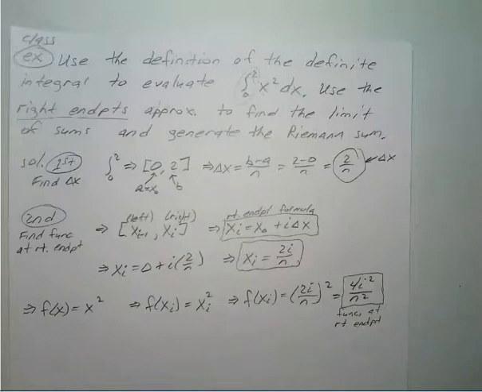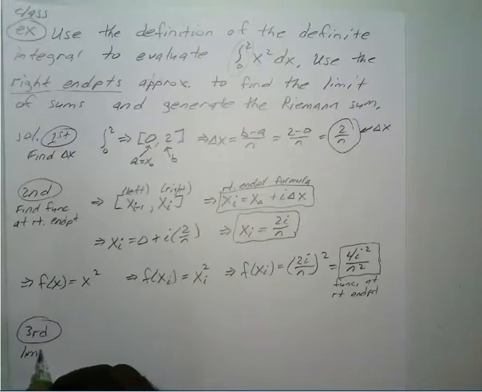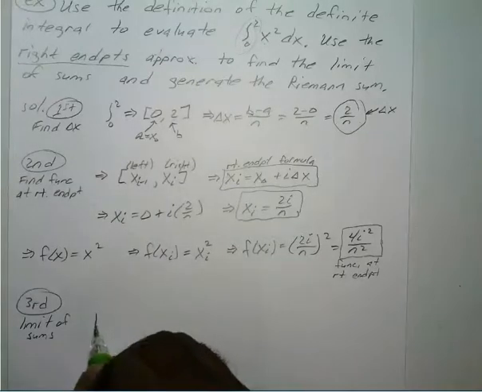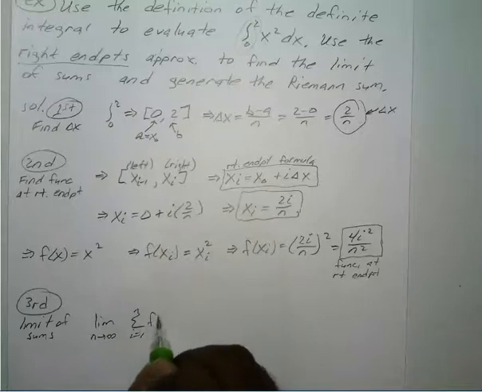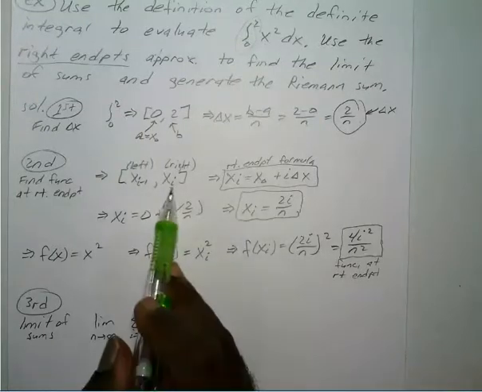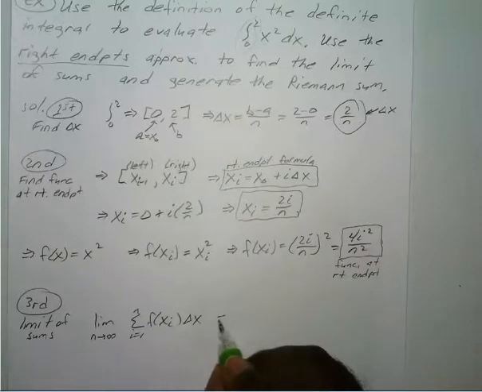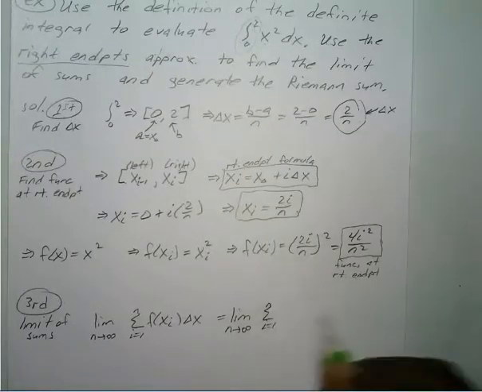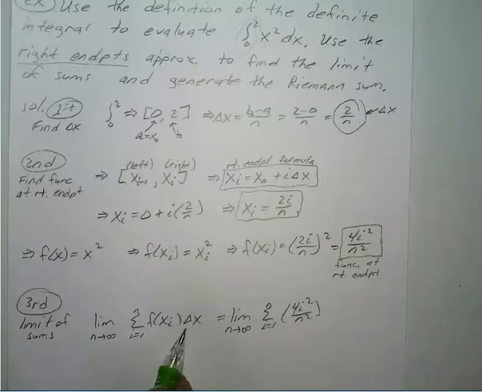All right, so we go ahead and go to our third step, where we find our limit of sums or limit definition. We know the definition for that: you have the limit as n approaches infinity of the sum from i equals 1 to n of f of x sub i, it's x sub i since we're using the right endpoint, times delta x. That's going to equal the limit as n approaches infinity of the sum from i equals 1 to n of f of x sub i, remember that's 4i squared over n squared, times your delta x, which is 2 over n.